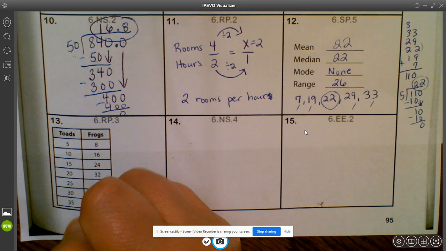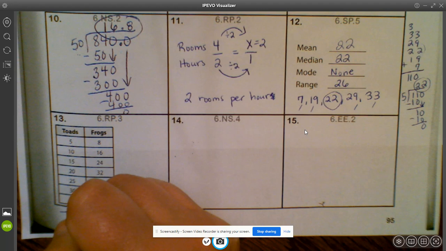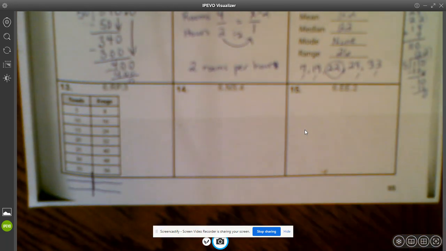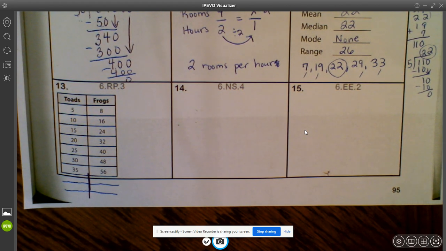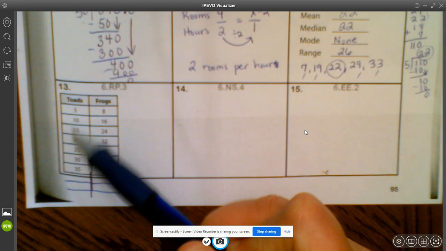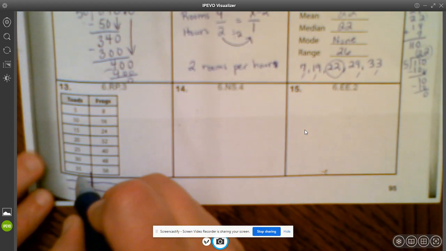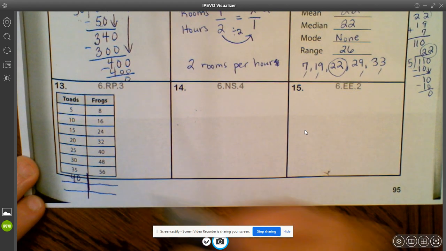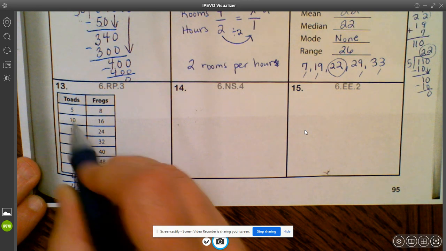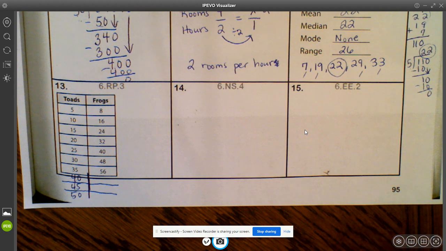So if we continue this chart, which is what I would recommend doing, let the camera focus. Here you can see you did 5 times 2, 5 times 3, 5 times 4, 5 times 5, 5 times 6, 5 times 7. So we can do 5 times 8, which would be 40. 5 times 9, which would be 45. And 5 times 10, which would be 50.